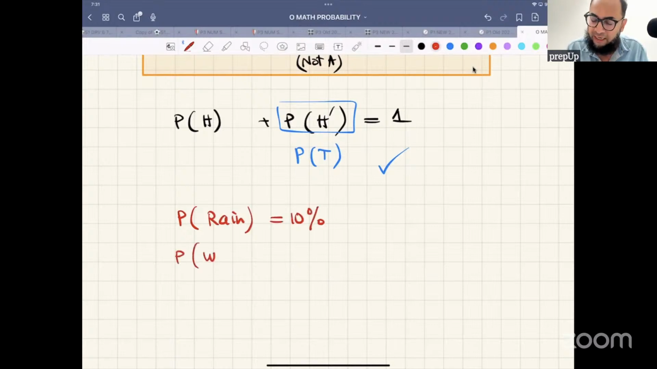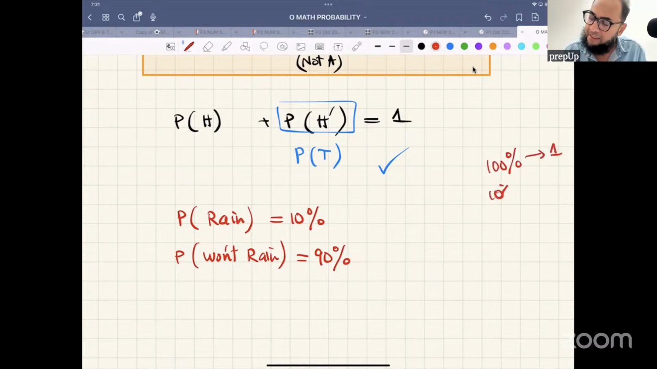Probability it won't rain should be 90%, because we know that 100% is the same thing as 1. 10% is the same thing as 0.1. Let me just write the percentage separately. 10% is 10 over 100, which is 0.1. 90% is 90 over 100, which is 0.9.